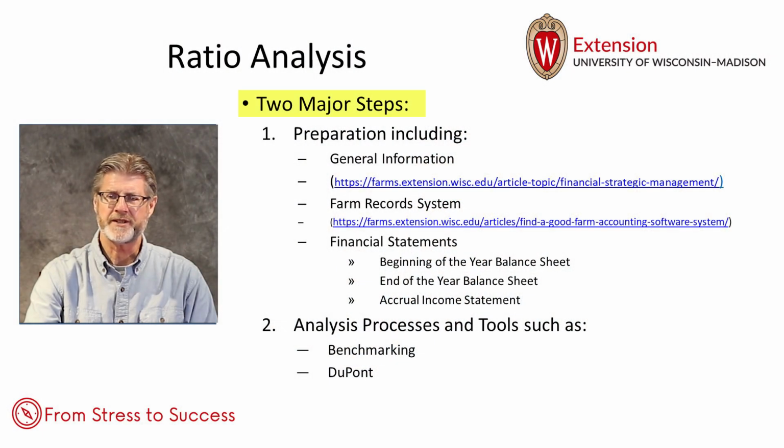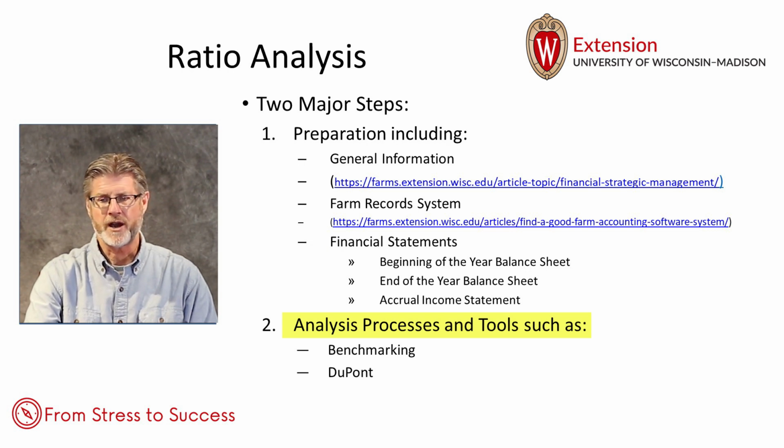There are two major steps in ratio analysis. The first is preparations needed to get to the ratios to start with. And the second is processes for analyzing the ratios and drawing informed conclusions. Preparation is a significant job. It takes time, and accuracy is very important.